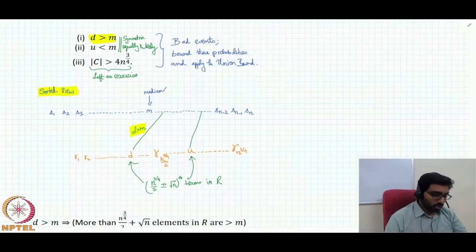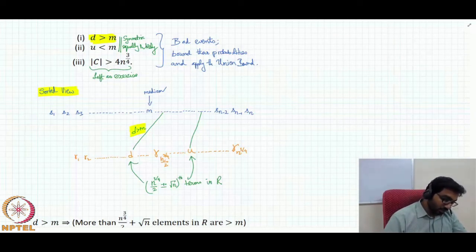In the interest of keeping this lecture short, the task of bounding the probability of the third bad event, the cardinality of C greater than 4n to the 3/4, is left as an exercise. And as I pointed out earlier, events 1 and 2 are symmetric equivalents of each other, so we're only going to focus on the first bad event. We want to show that the first bad event, namely that D is greater than M, happens with very low probability. So let's look at that event a bit more carefully.